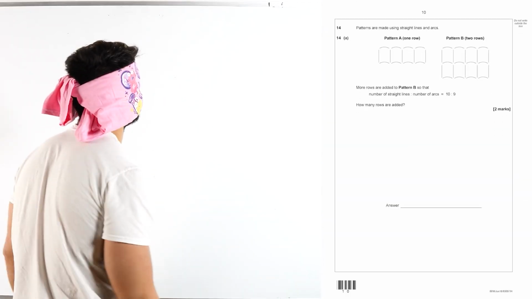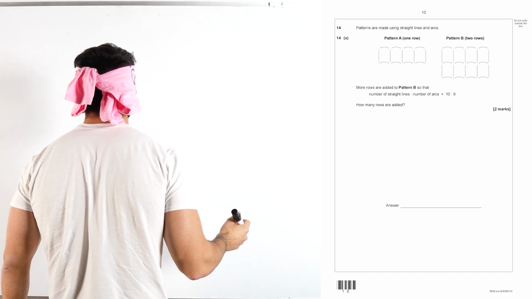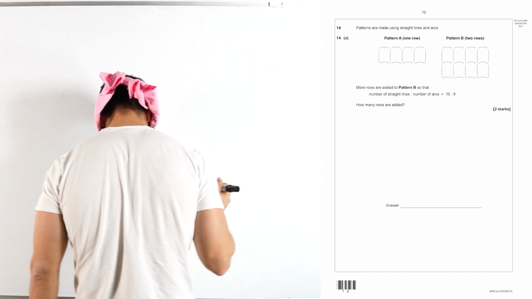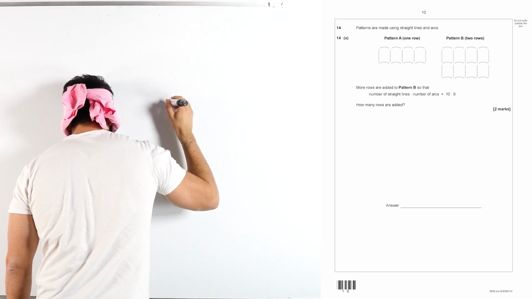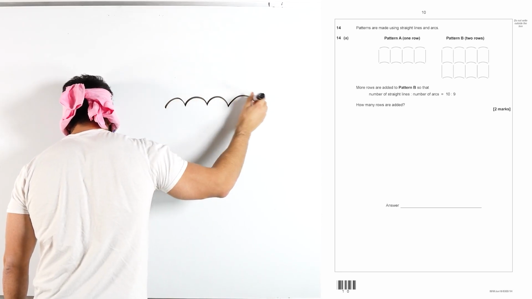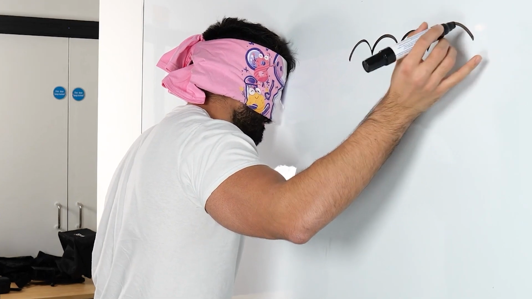Okay, part A. Patterns are made using straight lines and arcs. Pattern A, row 1. Imagine 4 arcs lined up next to each other, but they're not really touching. Pretend they're not touching.